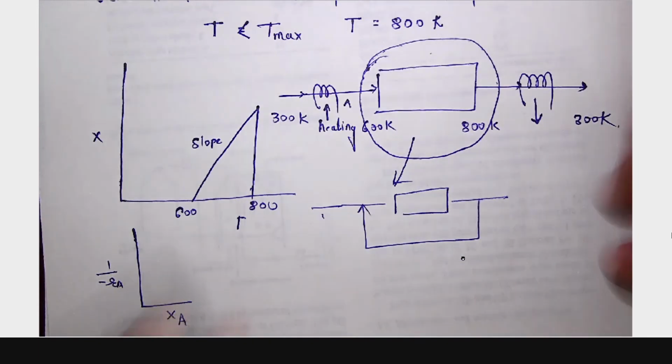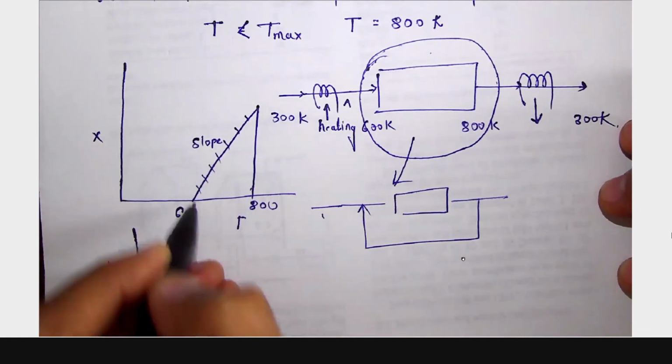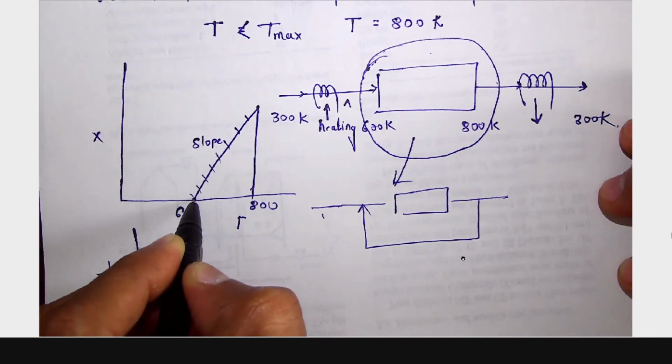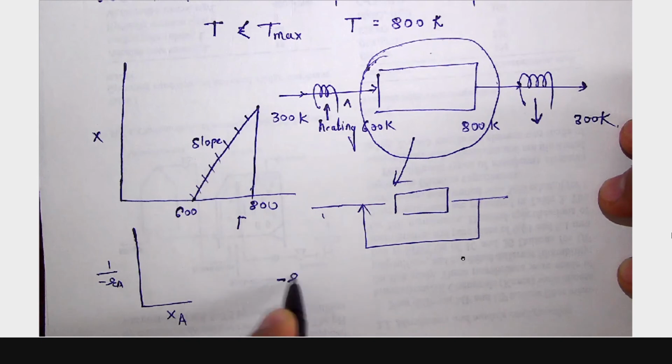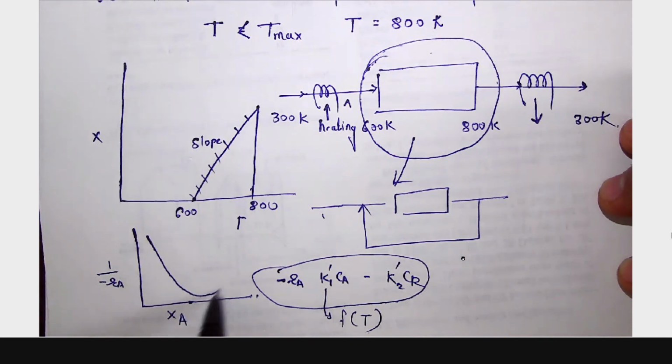So for various points, R_A will be different, using the rate expression, that is R_A is equal to K1 C_A minus K2 C_R. You can get the R_A value, and K is a function of temperature. So effectively, R_A will be a function of temperature. So you have to get this R_A, X_A value. And if you recall your CRE 1, it will definitely come like this.